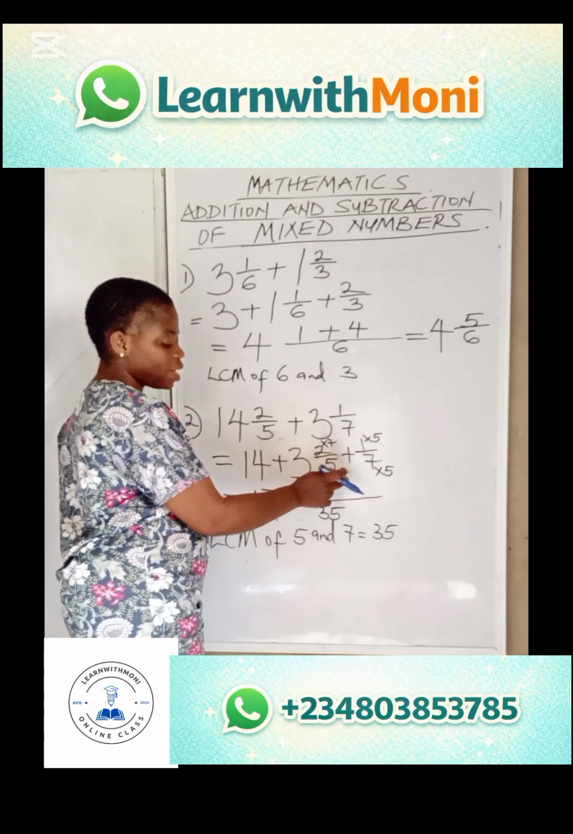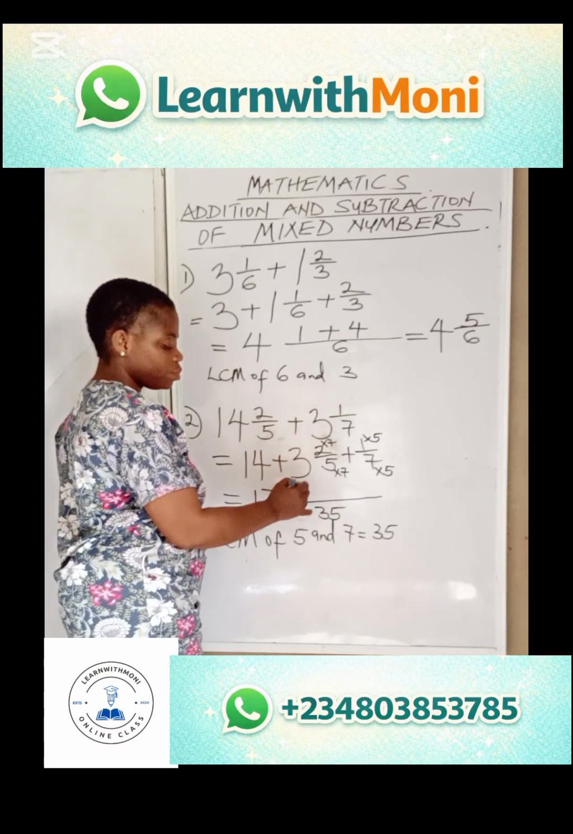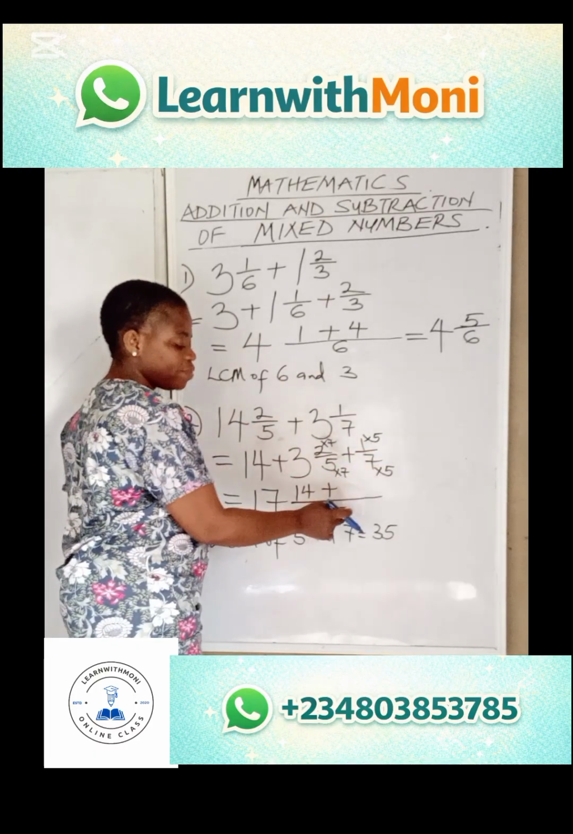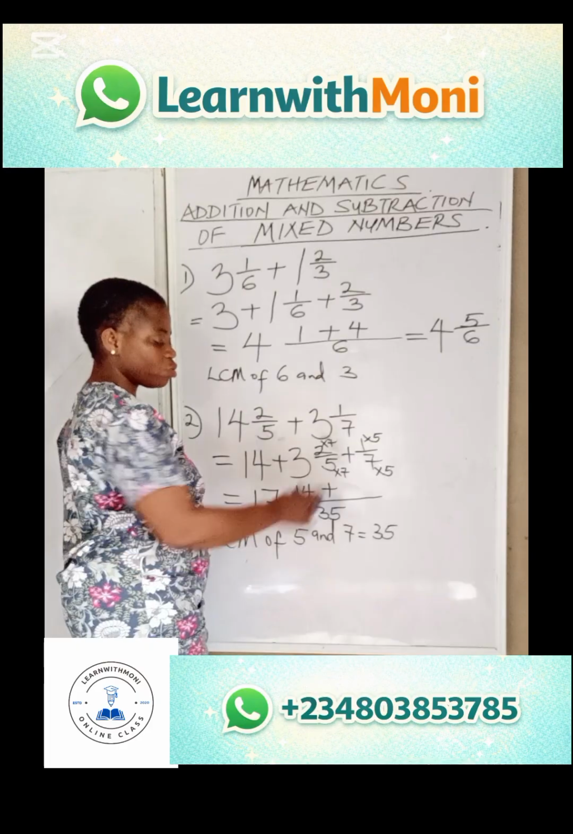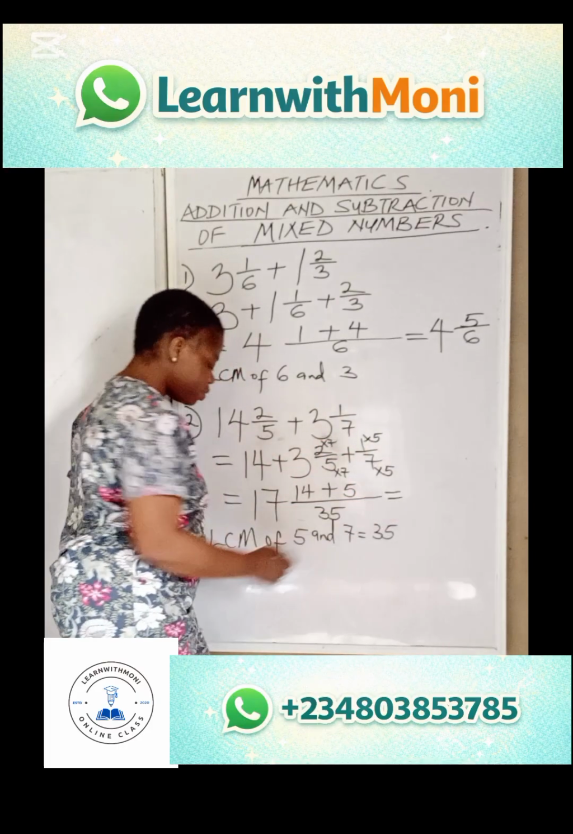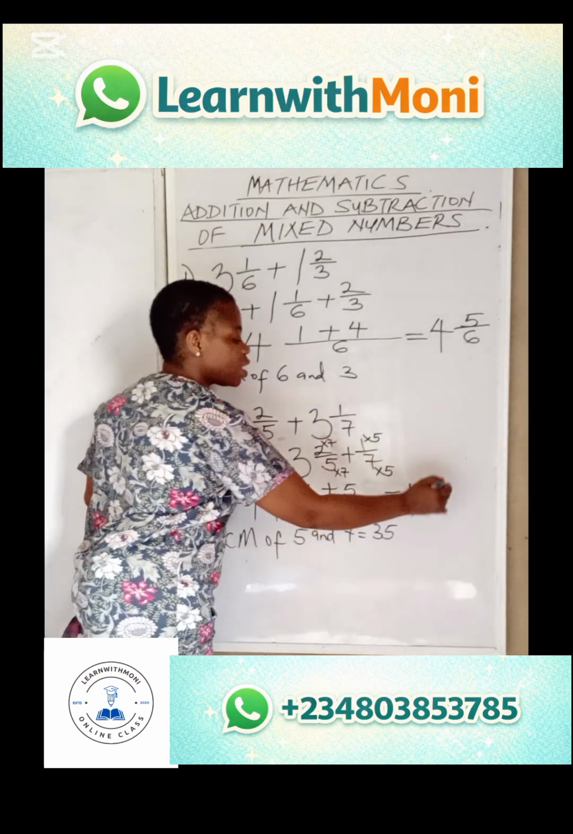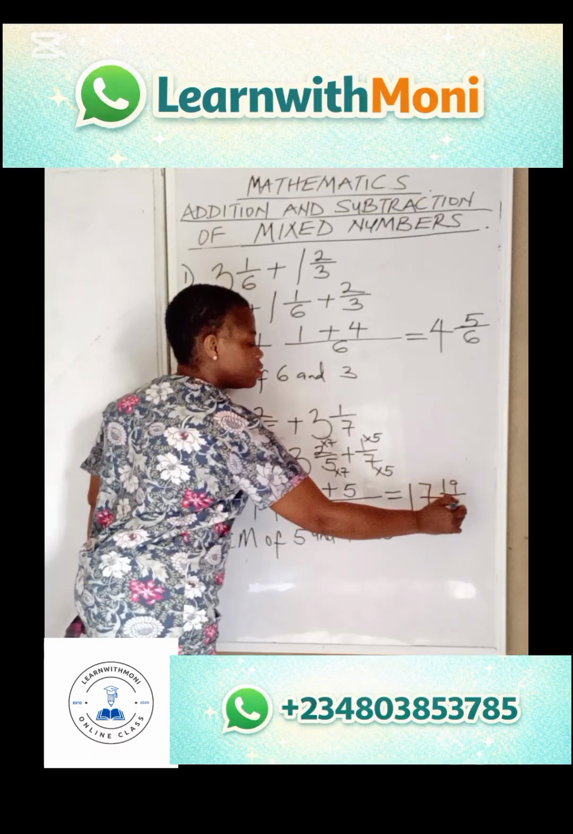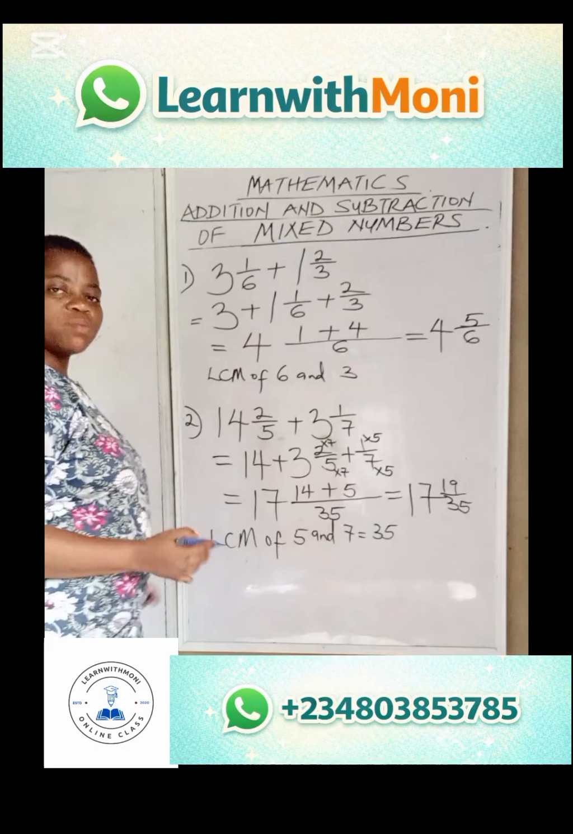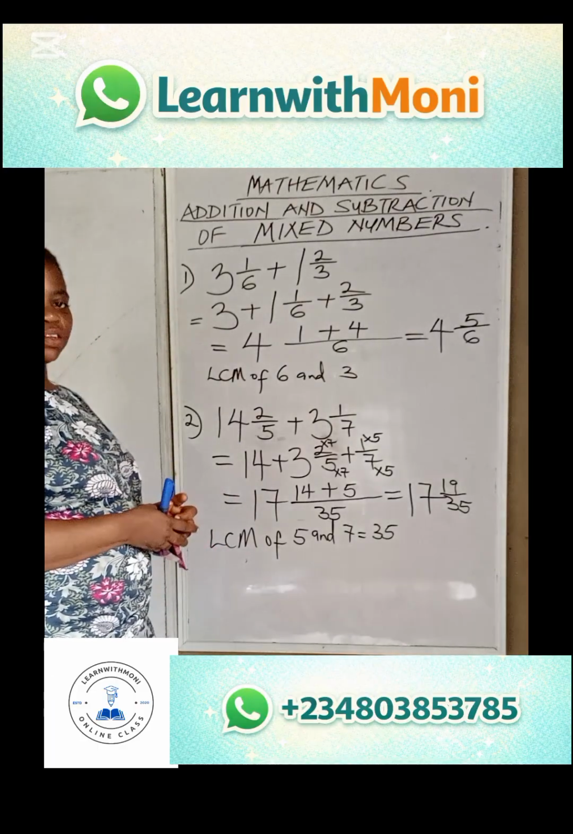So I have 5 times 7 is 35. The numerator, 2 times 7 is 14. Plus 7 times 5 is 35. The numerator, 1 times 5 is 5. So that we have as our answer 17 wholes, 14 plus 5, that is 19 over 35. It is familiar and easy. Let us look at subtraction of mixed numbers.